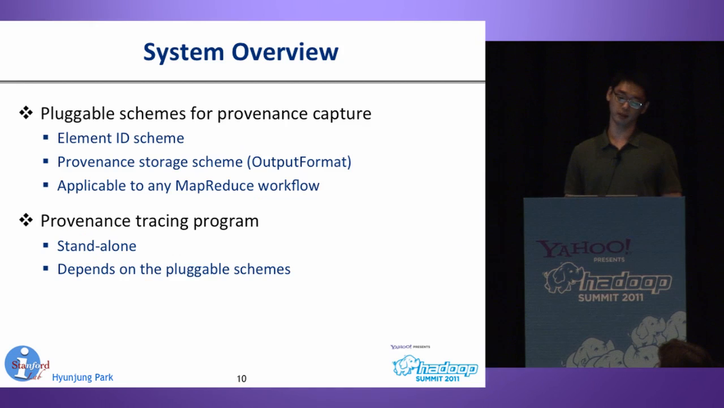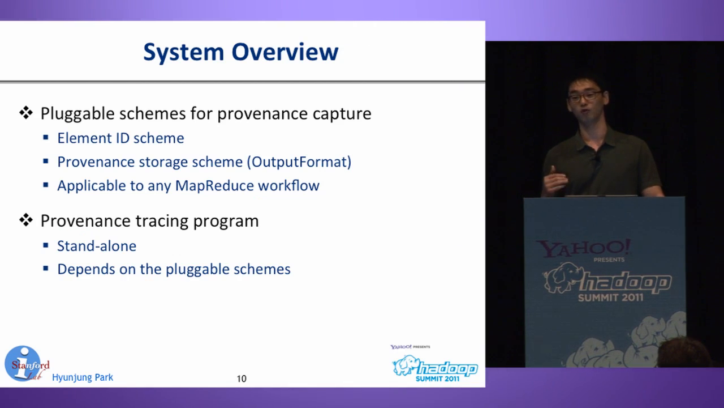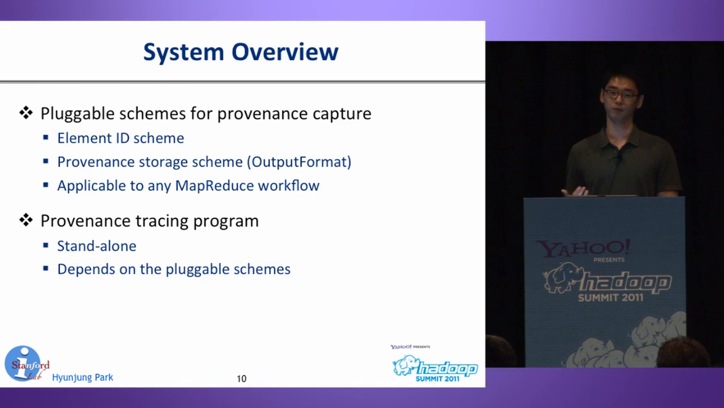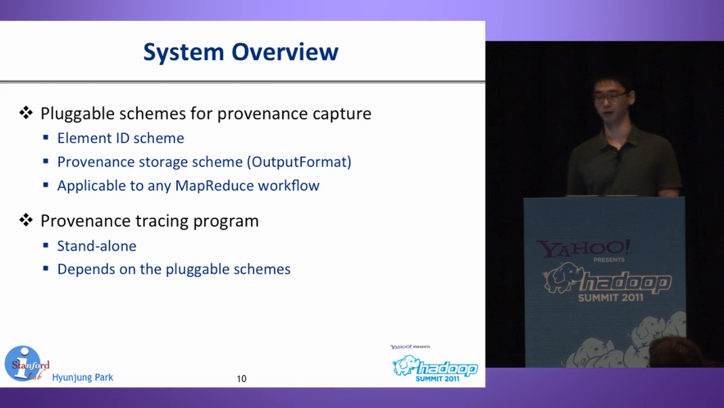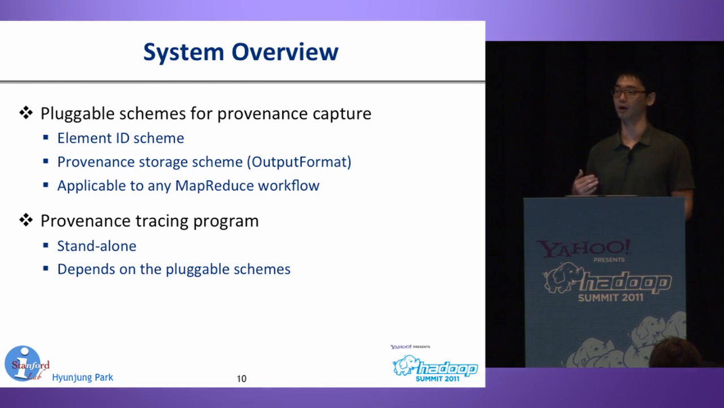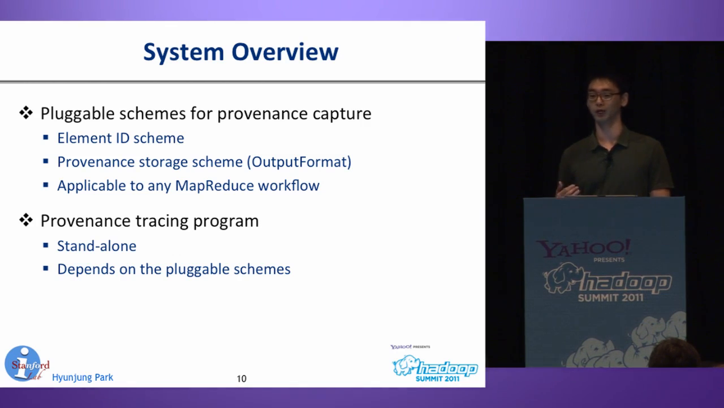The second part is pluggable schemes for provenance capture. We have 2 schemes, one for element ID and one for provenance storage. We need element ID because we are storing provenance in terms of input element IDs and output element IDs. But obviously, Hadoop does not have a notion of element ID, so we added this to record reader and record writer. For example, record reader will give you the current key, current value, and the current element ID, all right?